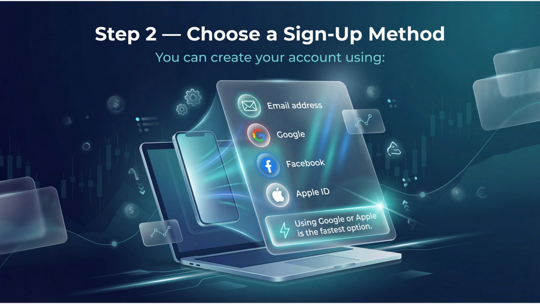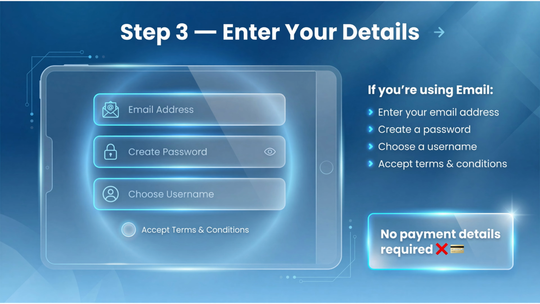You simply select the method that is most convenient for you, follow the on-screen instructions, and move forward to complete your account setup smoothly. You enter your personal account details to complete the sign-up process. If you are using the email option, you simply type in your email address, create a secure password, and choose a username that will represent you on TradingView. After that, you accept the terms and conditions to continue. This process does not require any payment information, so you can create your account without adding a credit or debit card. Once these details are submitted, you move closer to accessing TradingView's free tools and charts.